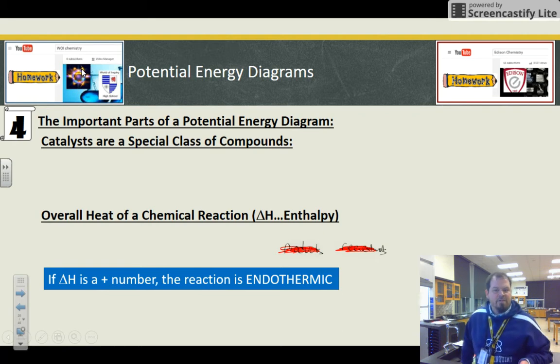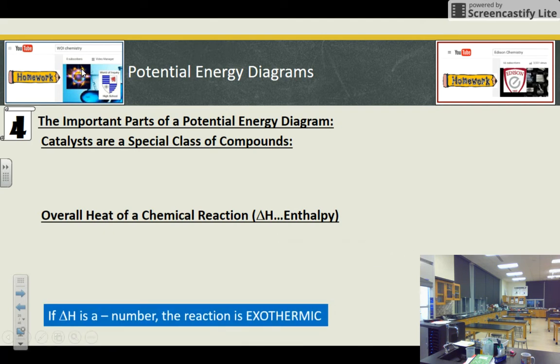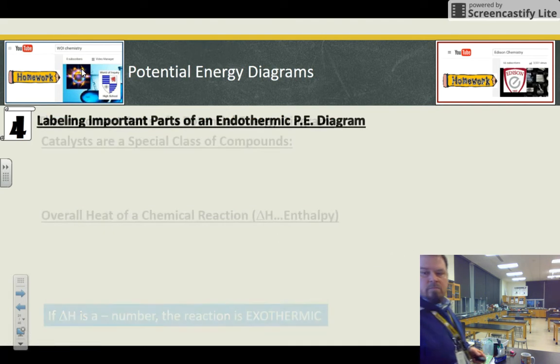This is from our previous learning, right? Positive delta H is endothermic. Negative delta H is exothermic. That is something we already kind of know. Okay.